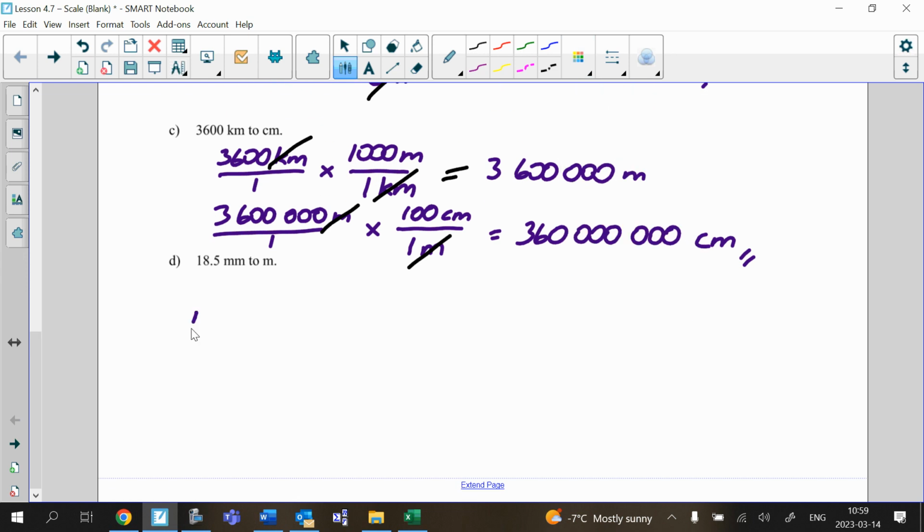18.5 millimeters to meters. There is no conversion factor between millimeters and meters. I have to go to centimeters first. Then I can go from centimeters to meters. So how many millimeters in a centimeter? 10. But I put the 10 millimeters on the bottom because I want to cancel the millimeter units with those up here.